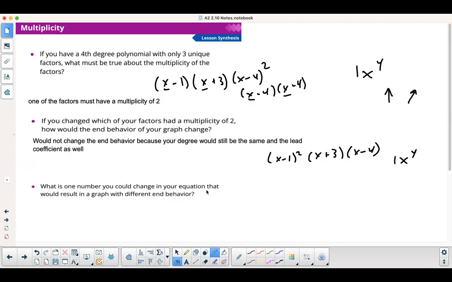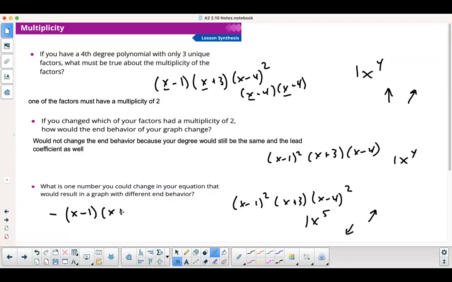What's one number you could change in your equation that would result in a graph with a different end behavior? Well, if you changed any power, that would change your end behavior. If I maybe added a power here, that would now make 1x to the fifth for my first term. So that would change it so that it looks like that. Or you could put a negative in front of it to change the sign of the leading coefficient.